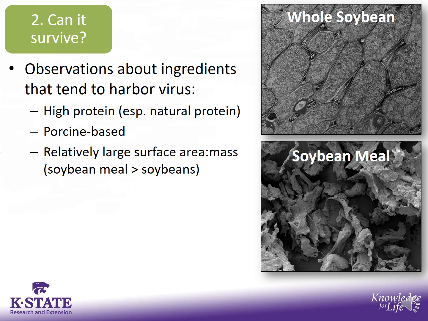It seems that ingredients with a relatively large surface area relative to mass are more capable of harboring virus. For example, soybean meal has been reported to be more likely to harbor viable virus than whole intact soybeans, which potentially makes sense. As you see in the scanning electron microscope pictures on the right, whole soybeans have a relatively smooth surface with a hull, in many cases, covering any of their exposed proteins.